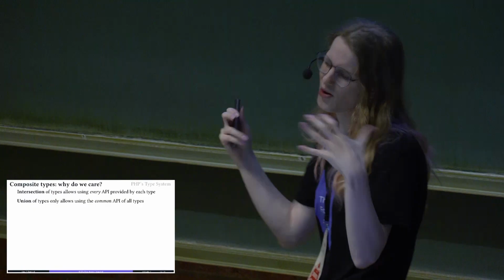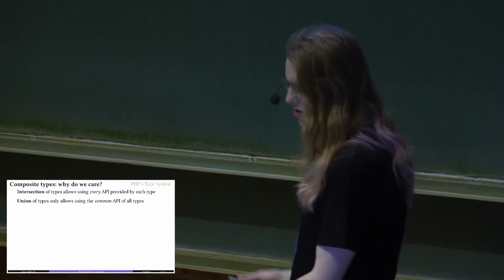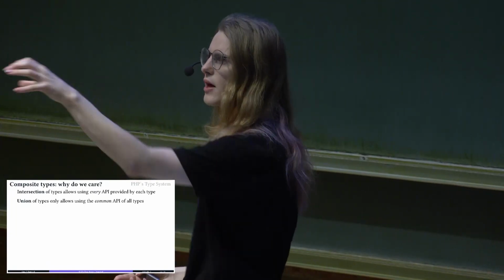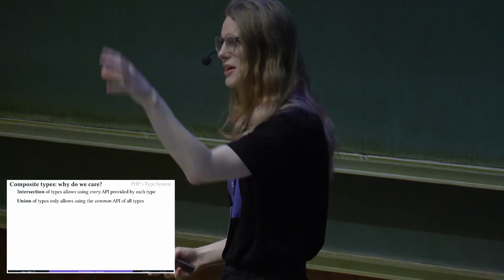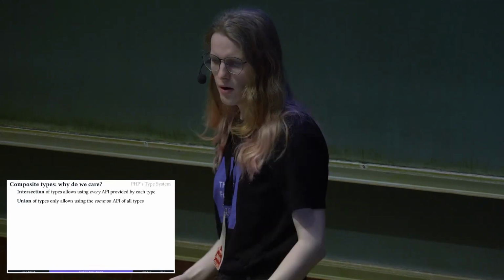So why do we care? An intersection type, like I tried to demonstrate, allows you to use every single API provided by each type. However, if you have the union, you are only allowed to use the common API. So if you have something which is countable or an array, you can only use count.